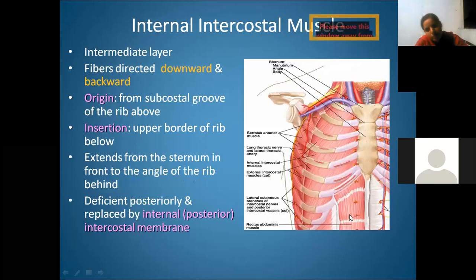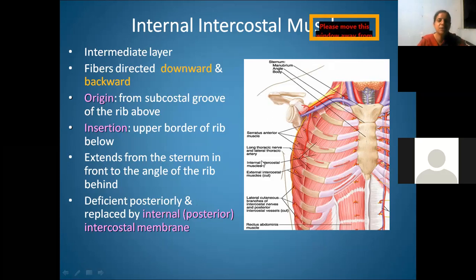Now the second muscle. Once you cut off that muscle, you will see in the second plane, we have internal intercostal muscles. Here if you see the direction of fibers, they are directed downwards and backwards, not towards the sternum, away from the sternum. Laterally, that is origin. When you see the structure of the rib, there is a groove called the subcostal groove. So it comes from the subcostal groove and then goes to the upper border of the rib below. Same thing as what we studied for external. External is cut and you are seeing the internal one now.